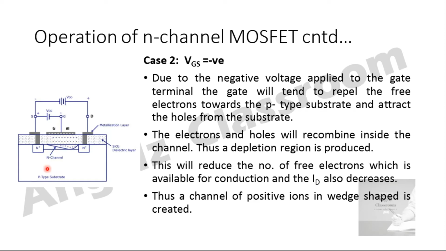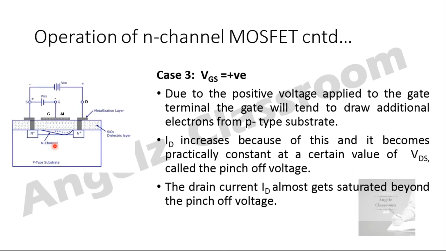Okay, and the majority carriers, holes in the p-type substrate, start to be attracted towards your gate layer. During this time the electron and hole recombination will take place in this channel region, and thus a depletion region is produced. This will reduce the number of electrons available for conduction in this region. Because of that my drain current starts to decrease. So thus a channel of positive ions is created, and that is arranged in a wedge shape. See here, it's arranged in a wedge shape.